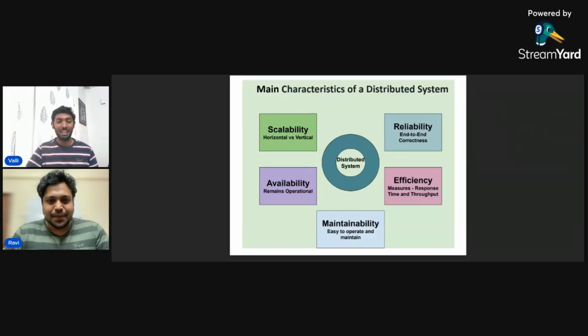Today we are going to get into an exciting topic, which is key characteristics of a distributed system.